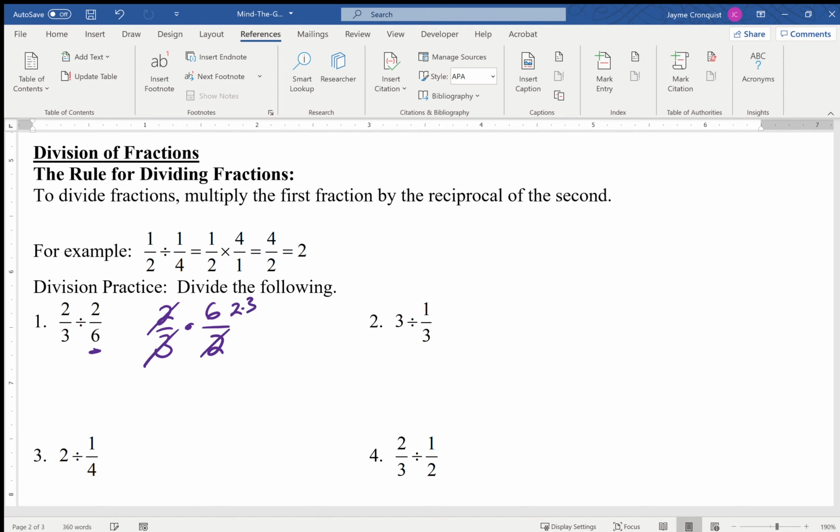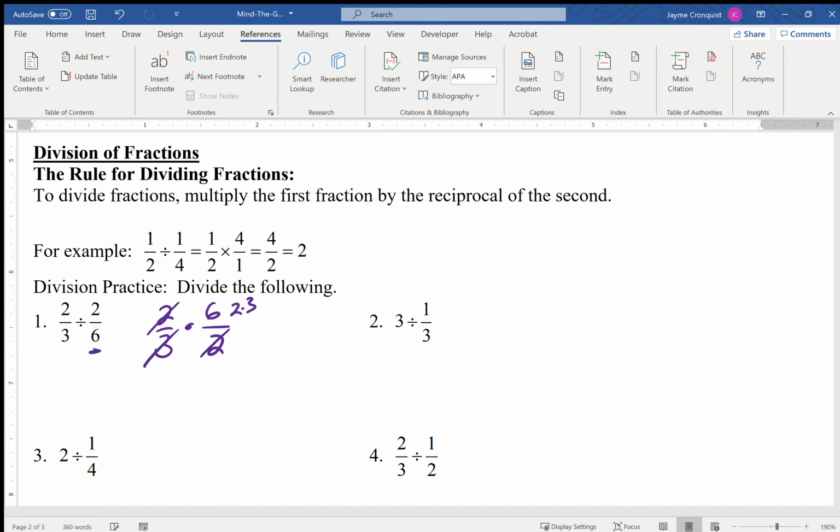All right, 3 divided by 1/3 becomes times 3 over 1. Well, that's going to be 3 times 3, or 9. 2 divided by 1/4 is going to be 2 times 4 over 1, which is 2 times 4, or 8. 2 over 3 times 2 over 1 is 4 over 3. Okay.